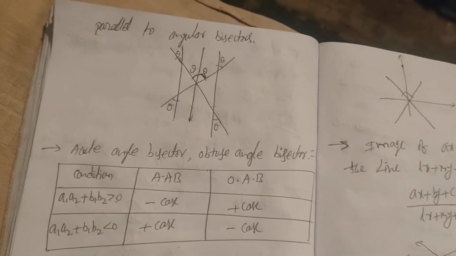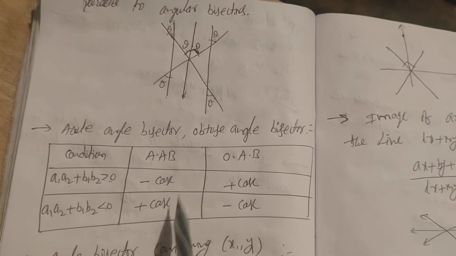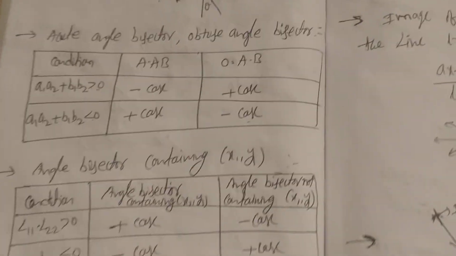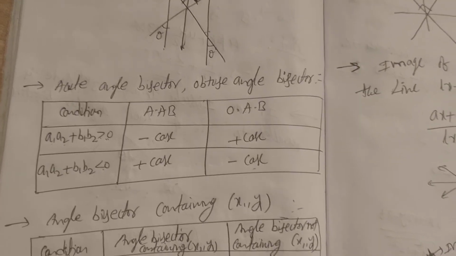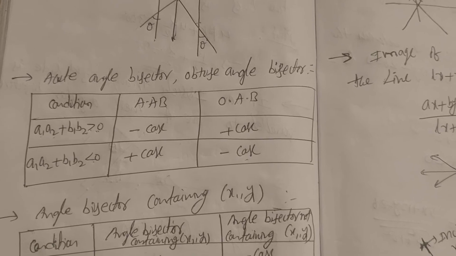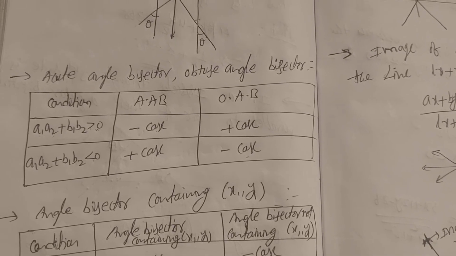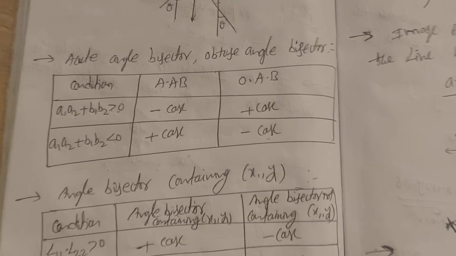Okay. Next one. If a1 a2 plus b1 b2 is less than 0, then the acute angle bisector is positive, the obtuse angle bisector is negative. Just remember, very important. Okay, very clear. If a1 a2 plus b1 b2 is greater than 0, positive, then the acute angular bisector is negative, the obtuse angle bisector is positive. If a1 a2 plus b1 b2 is negative, then the acute angle bisector is positive, the obtuse angle bisector is negative.